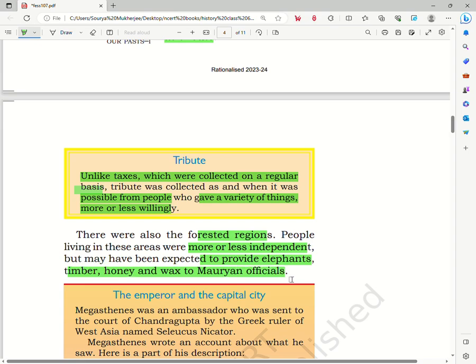So we see that in the forested areas, in those times, there were a lot of dense forests throughout India. The people who used to live there were primarily hunter-gatherers and forest tribes. They were more or less independent, but they still came under the empire, and they were expected to provide the Mauryan officials with forest produce. That was different kinds of herbs, trees, medicines, plants, and most importantly, the elephants, which were used in the army.